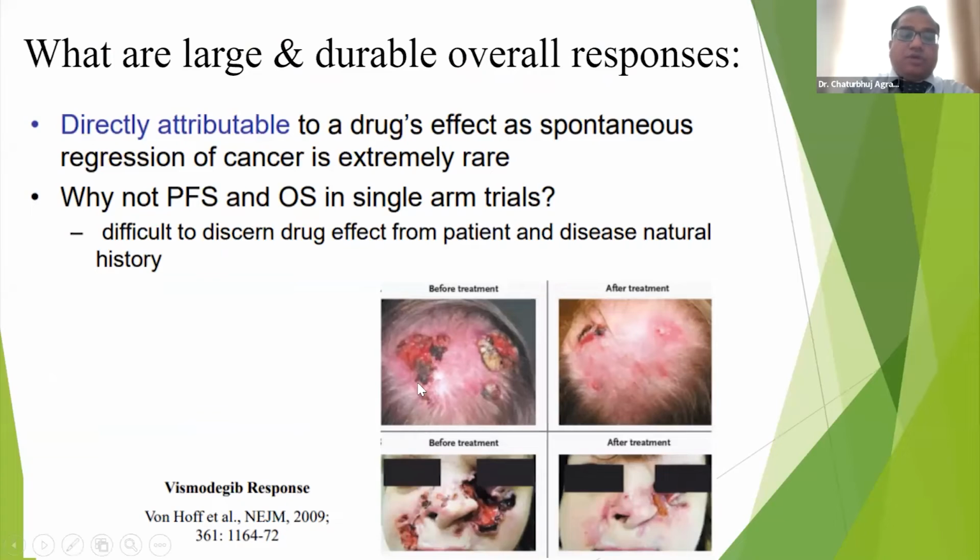So if you see vismodegib response in skin cancer before treatment and after treatment. Here what I wanted to tell is the duration of response and the impact of response, and the tumor is so rare that we cannot always do a randomized clinical trial to prove the efficacy or effectiveness of vismodegib.